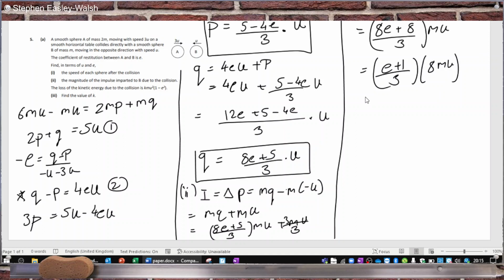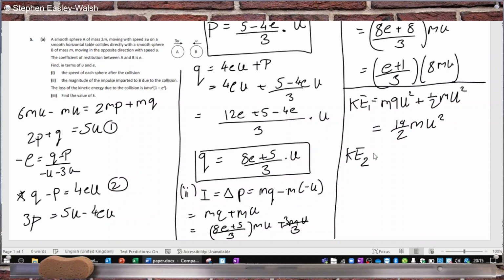The loss in kinetic energy due to collision is that. Find the value of k. Alright, so let the kinetic energy at the beginning be a half m velocity squared plus a half m velocity squared. That's nice. That's going to be 19 over 2 mu squared.